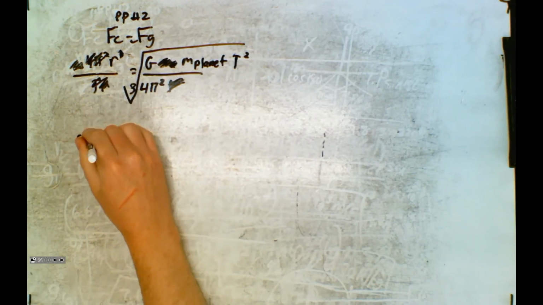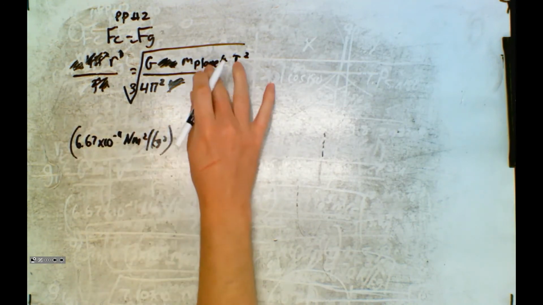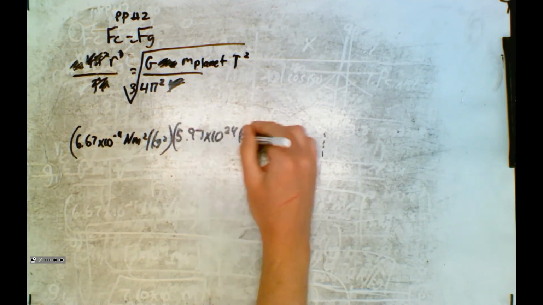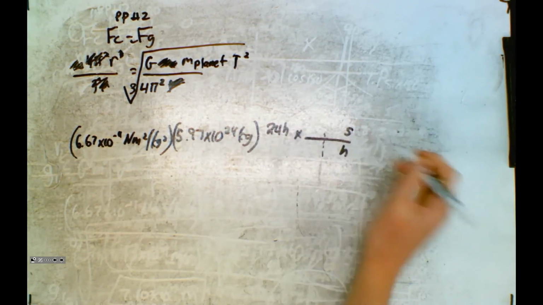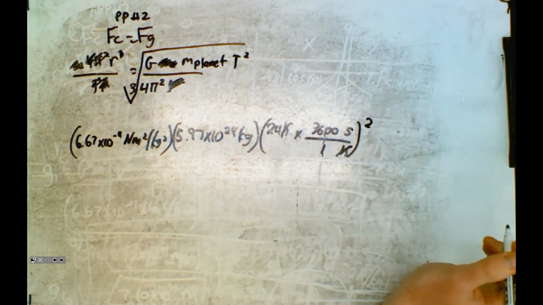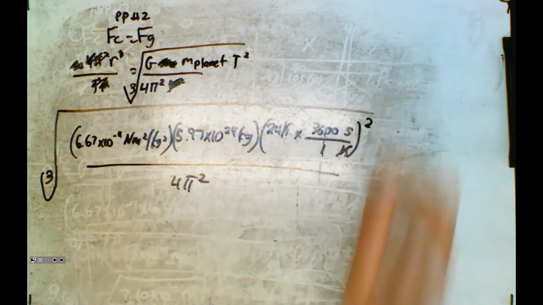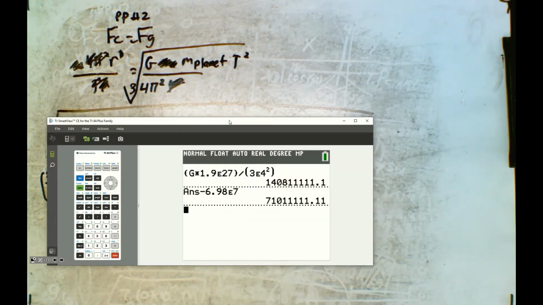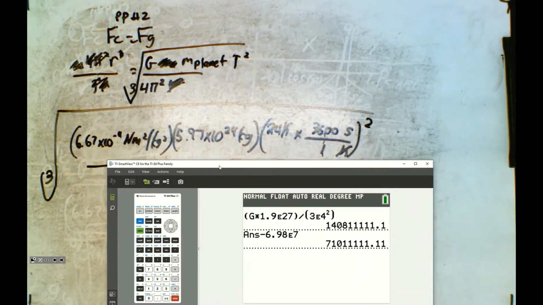So it's going to be 6.67 times 10 to the negative 11 newton meter squared per kilogram squared. Mass of the planet is talking about Earth, so 5.97 times 10 to the 24 kilograms. Our period is 24 hours, but it can't be in hours in this formula. It has to be in seconds. So we have to go 3,600 seconds in 1 hour. And we have to square that answer and divide it all by 4 pi squared, and then cube root it when we're all done. So this is kind of the calculator gauntlet on the last lesson. Yeah, this is 4 pi squared that I'm covering up on the bottom there.